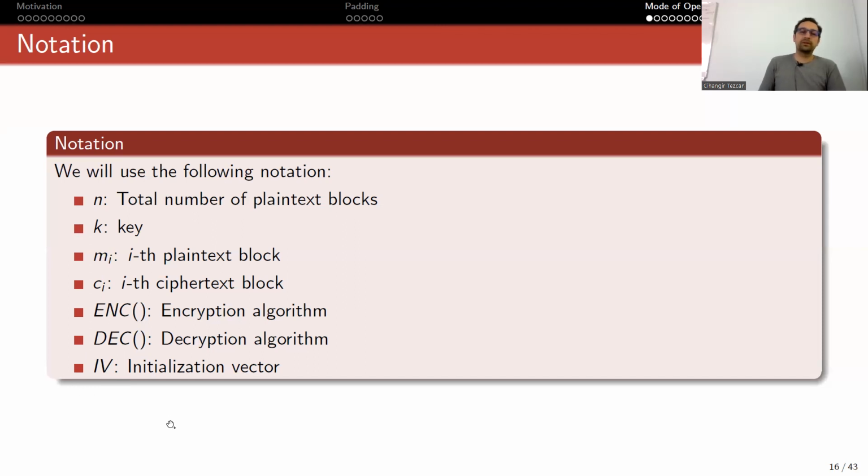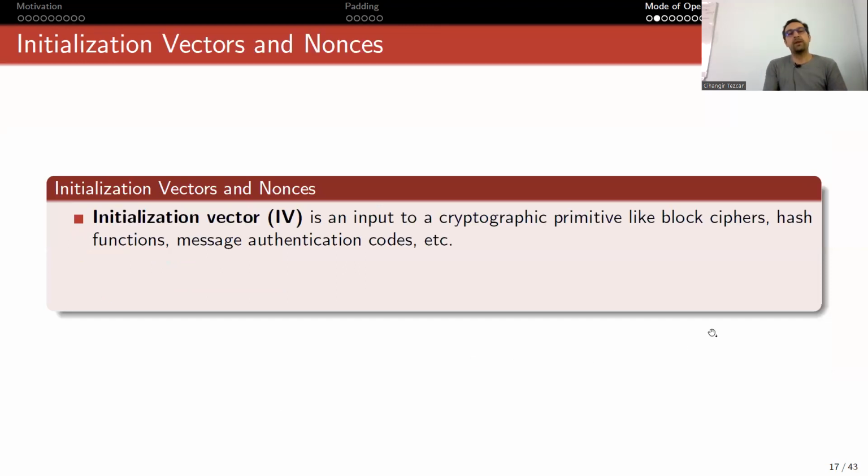IV: in some modes of operation, a predetermined value is used, and this is called the initialization vector, IV. We will see why we need it in a minute. And there are two different notions, nonce and initialization vector, and sometimes they are used in an identical way, but actually there are some differences.